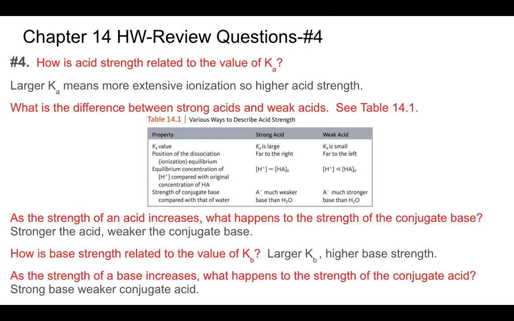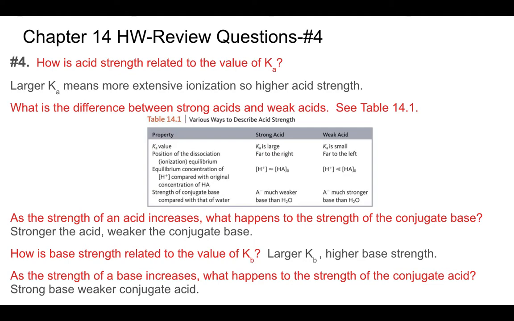How is base strength related to the value of Kb? Bases have a Kb value, which shows their ionization in water. A larger Kb means a higher base strength. So the larger the Kb, the higher the base strength, meaning the equilibrium lies to the right and makes more hydroxide.